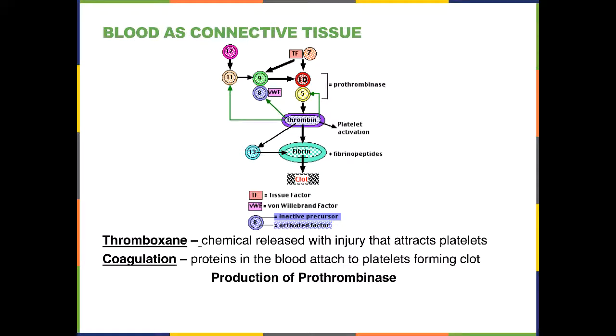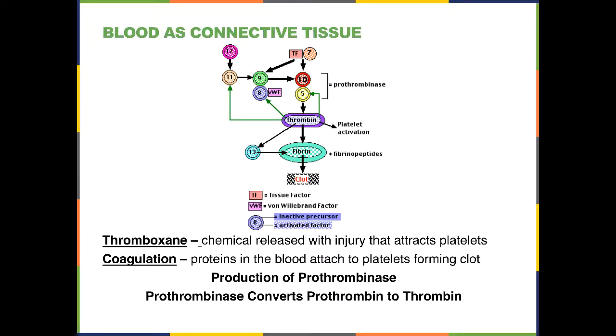Now, the process here is first the production of something called prothrombinase. You can see at the top on the right the term prothrombinase and the fact that it's associated with two factors, factor 10 and factor 5. We'll talk about this some more in just a minute.